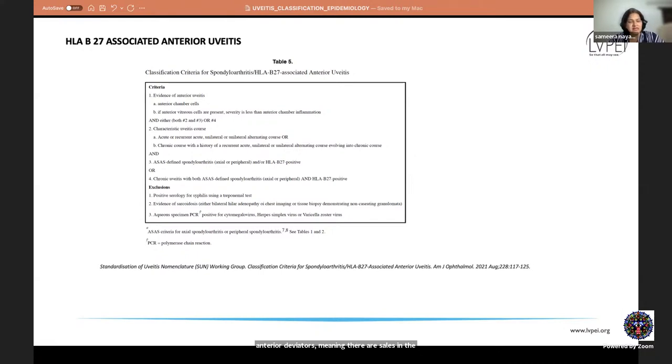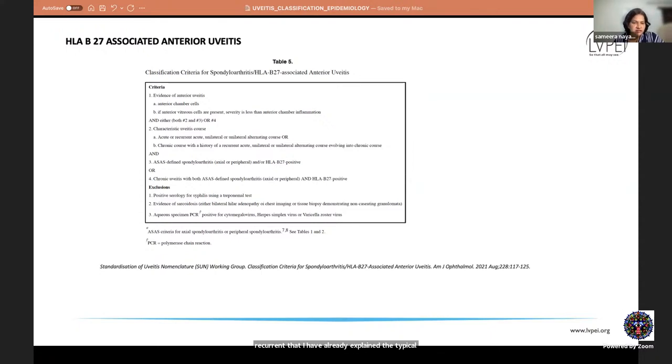If you find cells in the vitreous as well as in the anterior chamber, then you have to see how many cells are in the vitreous and anterior chamber. If it is anterior uveitis, then cells in the anterior chamber will be more than the cells in the vitreous. That's the spillover vitritis. The second criterion is characteristic uveitis course, meaning acute or recurrent, that I have already explained, the typical HLA-B27 associated anterior uveitis.